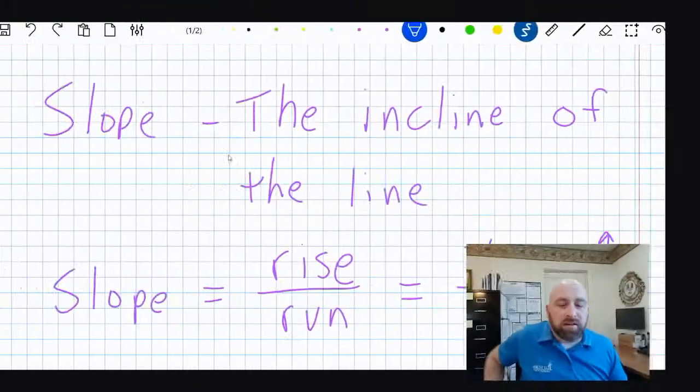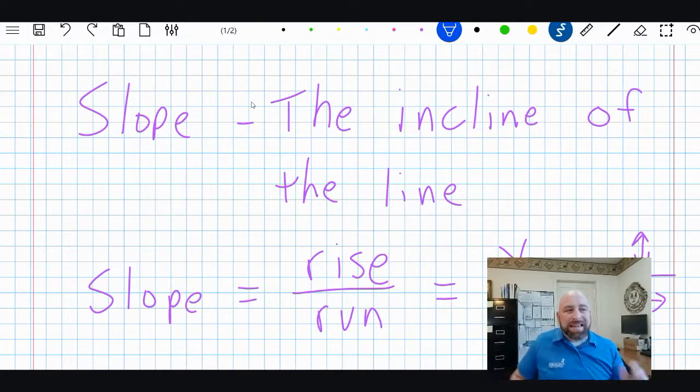Today we're going to continue to talk about the Cartesian plane, and in today's lesson we're actually going to talk about something called the slope of the line. Okay, and let's just get right into it. Look down here at the screen and it says that the slope is the incline of the line, or the amount of change from one point to another point.